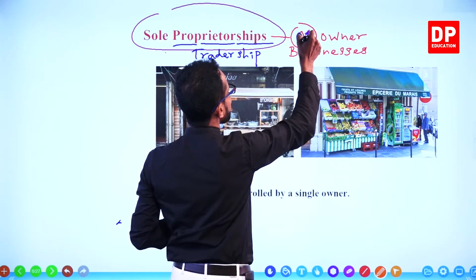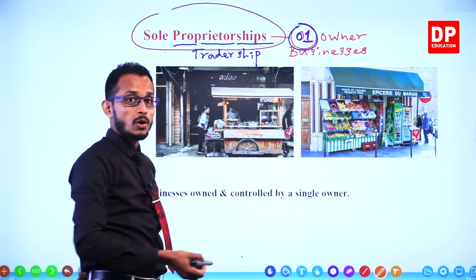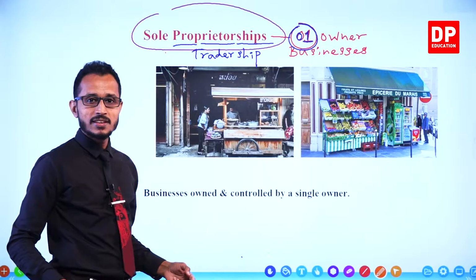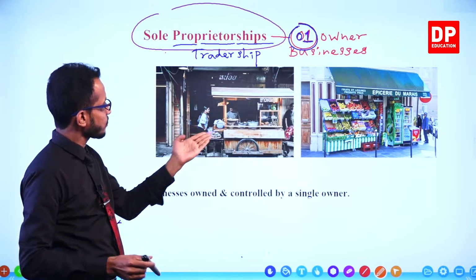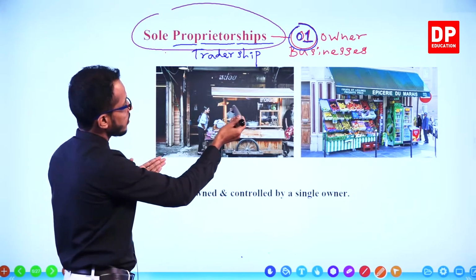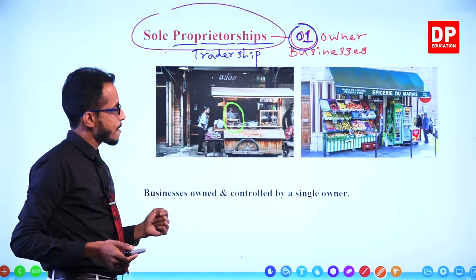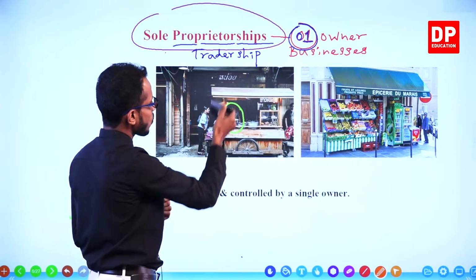One owner. What do you see on the screen? Sole proprietorship businesses. Small businesses, children. Very small businesses. What do you see here? Let's see whether you can identify the owner. Here you go. This is the owner. And what is this business organization?